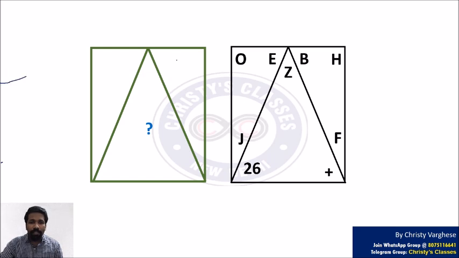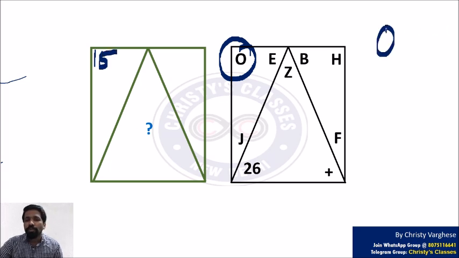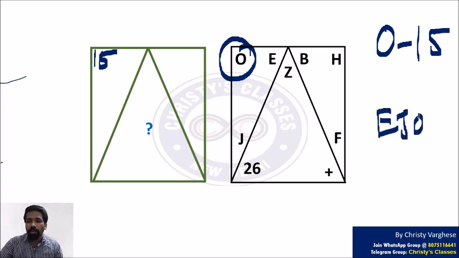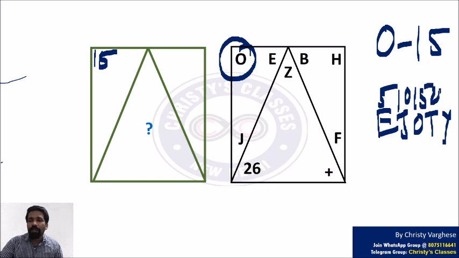Look at the fourth picture. O is here. I will use a thicker marker. O is here. That means in the same spot, the 15th letter should be there. Why 15th? Because O is the 15th letter. EJOTY code, again use it. E-J-O-T-Y: 5th letter, 10th letter, 15th letter, 20th letter, 25th letter. So, O is 15. Similarly, E is 5.